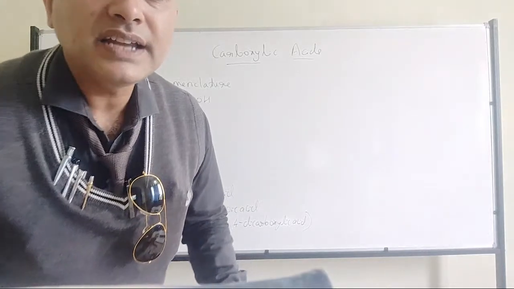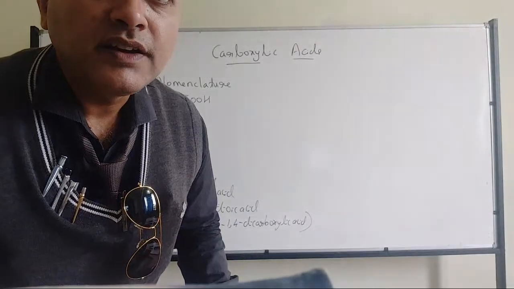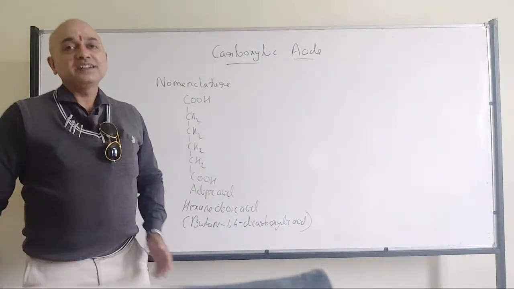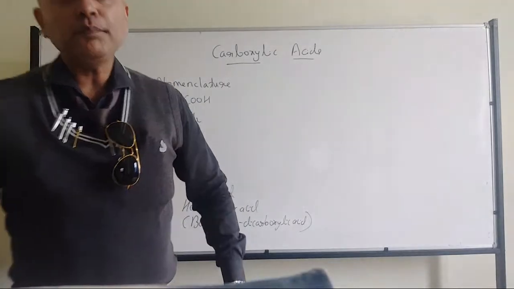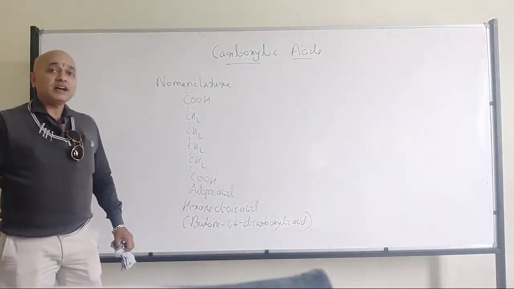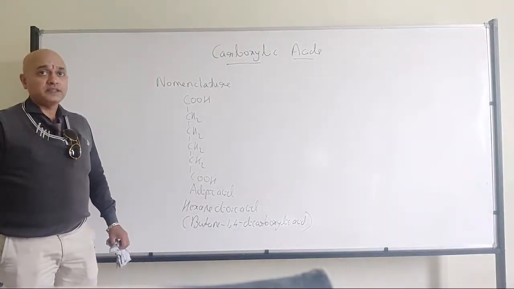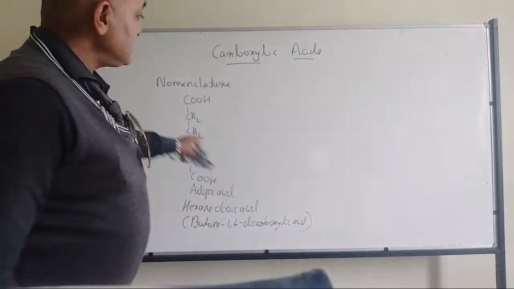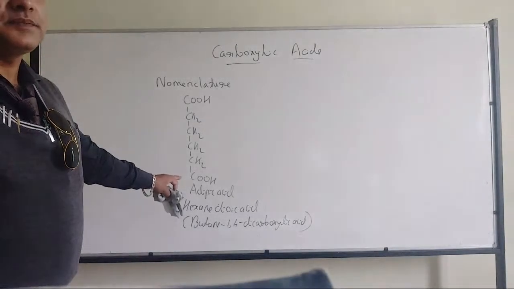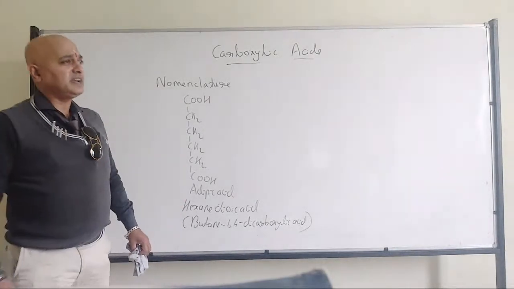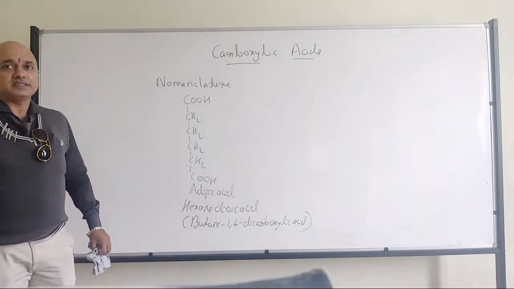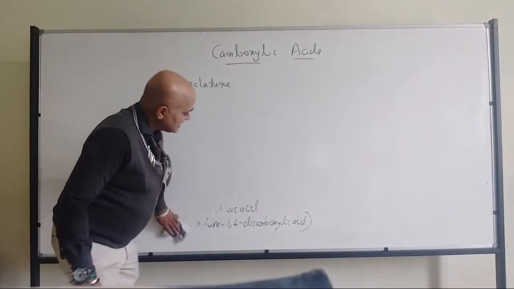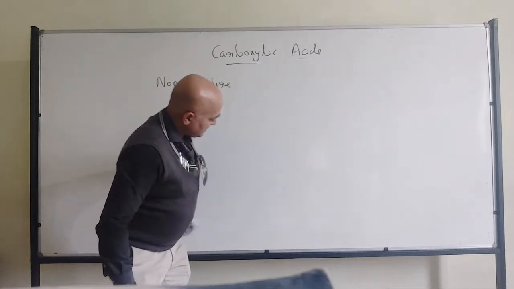So pimelic acid and heptane dioic acid. That is not there in your syllabus. Otherwise, the list will go on. We will stop here, because when it comes to IUPAC names, they normally ask only what is related to your textbook. Pimelic acid and all, it's not there. I think once they might have asked about malonic acid or adipic acid, so therefore I was discussing this. Otherwise the list will never end.